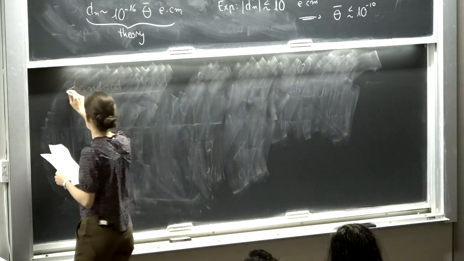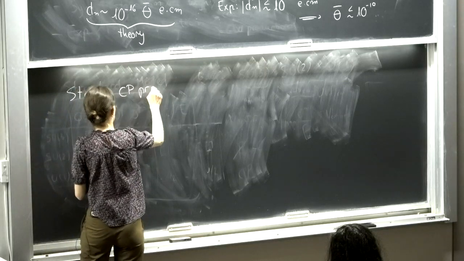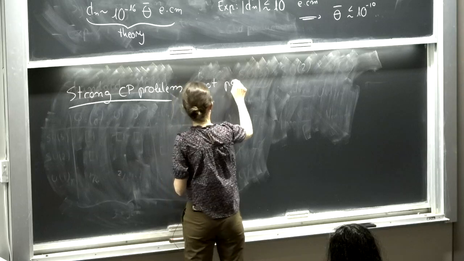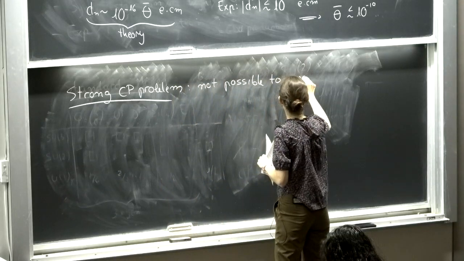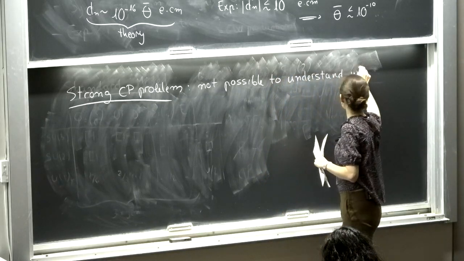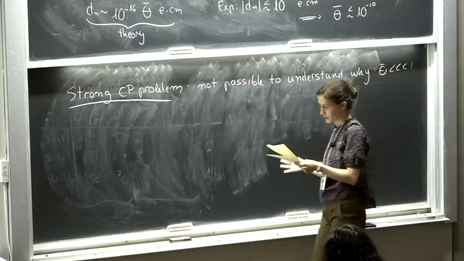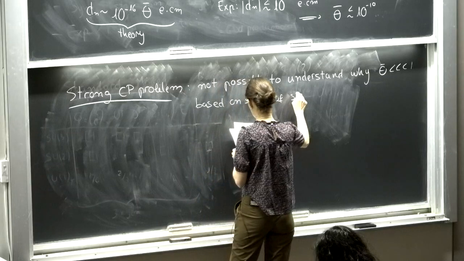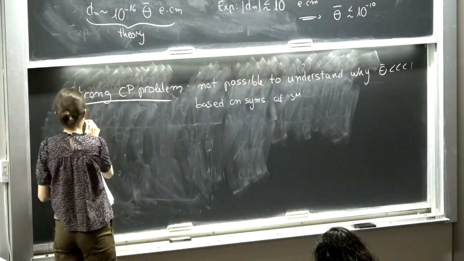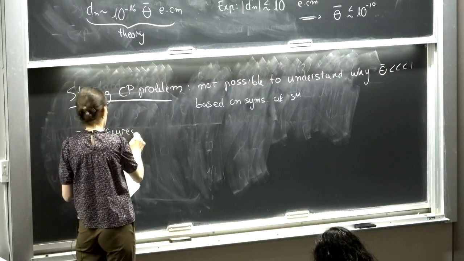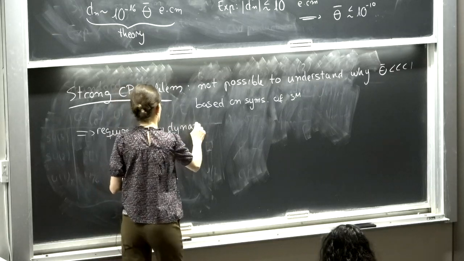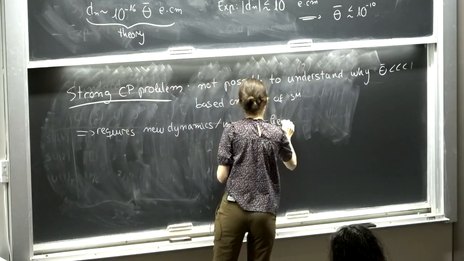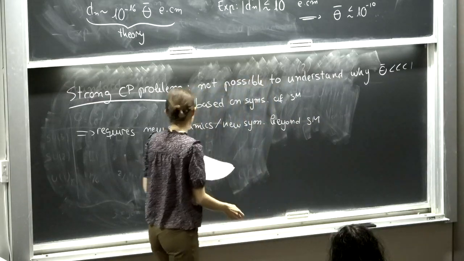Yeah, so basically, in one sentence, the strong CP problem is that it is not possible to understand why theta bar is so tiny, not just smaller than 1, but smaller than 10 to the minus 10, based only on the symmetries of the standard model, okay? So solving the strong CP problem requires either new dynamics or new symmetries beyond what we have in the standard model. So there are roughly 2 classes of solutions.